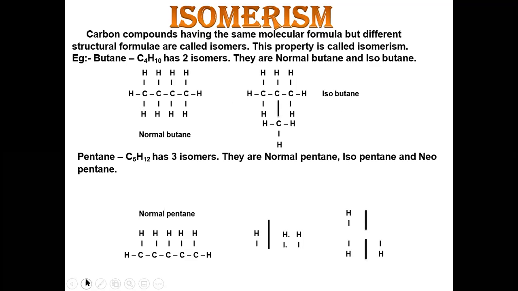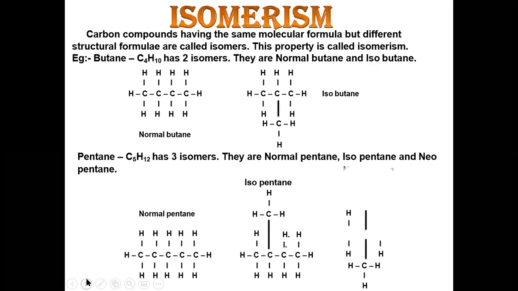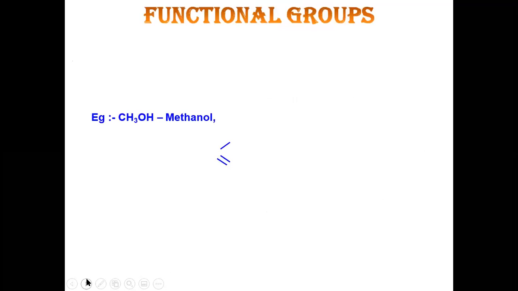This is the structure of normal pentane. This is isopentane, and another example is neopentane. Now we will discuss functional groups. What are these functional groups?